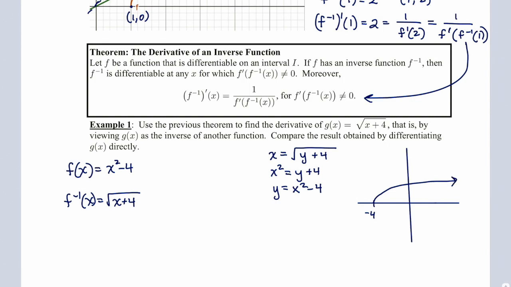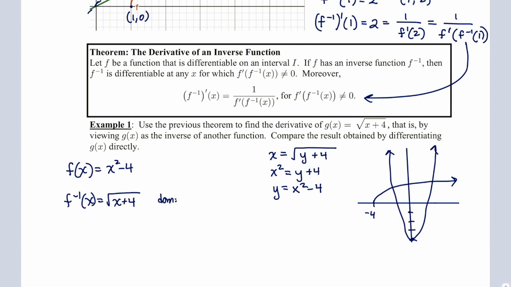So roughly it looks like that, right? And f of x, x squared minus 4, would be a parabola shifted 4 units down. And I can see that that parabola is not 1-to-1. And I want the domain for f to be the range of f inverse, and the range for f to be the domain of f inverse, right? So we knew about the f inverse function that was given.